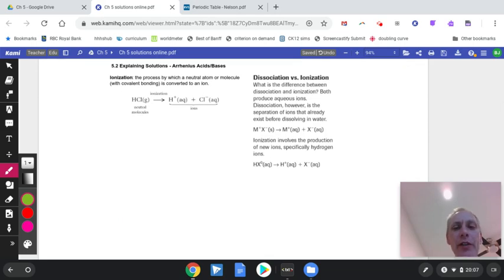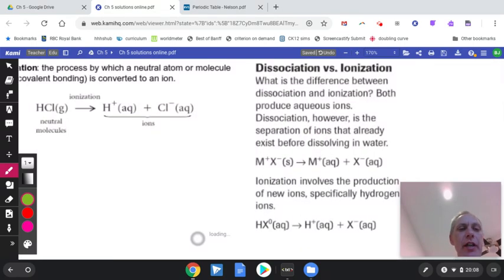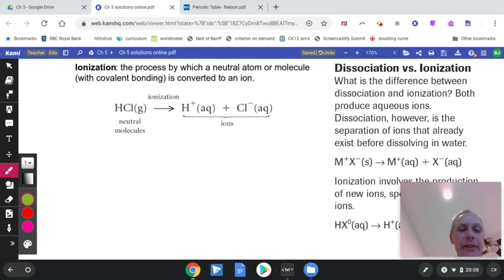Okay, we've talked about ionization already. So this happens with acids. Here's hydrogen chloride, which is actually a gas, but when you bubble it through water, it ionizes. Ionization, a lot of students confuse it with dissociation, but they are different. Dissociation is separation of ions that already exist. In other words, it's an ionic compound.